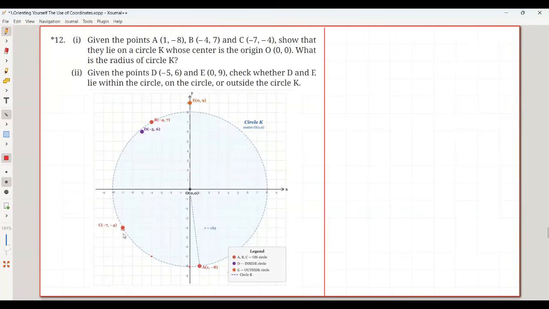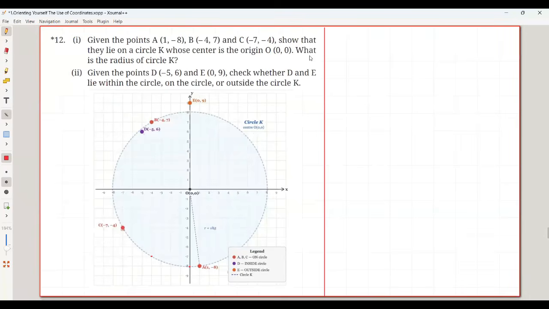Based on these three points, take your compass and open it up to any one point, say point A. Keep the pointer at the origin and draw the circle. So you will get a circle, and you have to name it circle K.